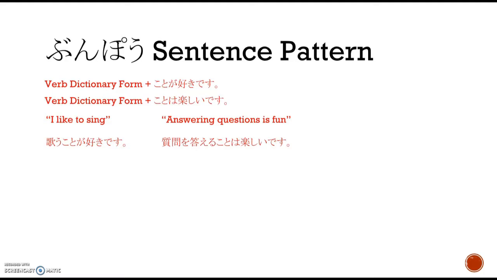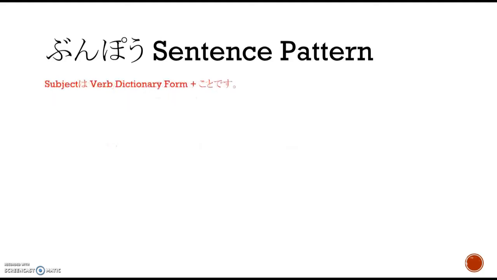So normally this is only used in writing. However, if a sentence ends with a verb, you want to use koto instead of no before the desu. Here's what that would look like. Your subject wa, then the verb in dictionary form, and koto desu. So let's work with some examples.